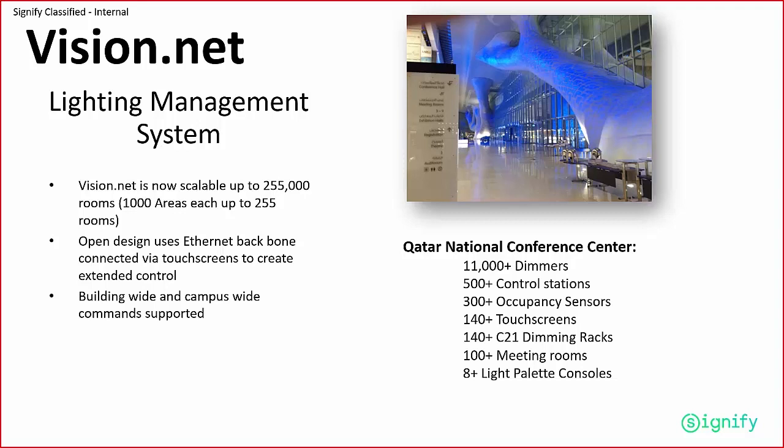So to understand the scale of what we're talking about with the Qatar National Convention Center, here's a list of all of the items that were used in that facility. It's over 11,000 dimmers, hundreds of control stations, aux sensors, touch screens, well over 100 C21 dimming racks, over 100 meeting rooms. So a fairly large system that's actually under 3 different structures.